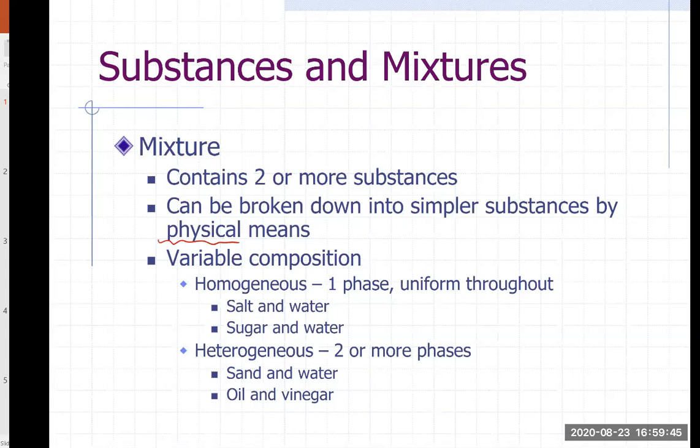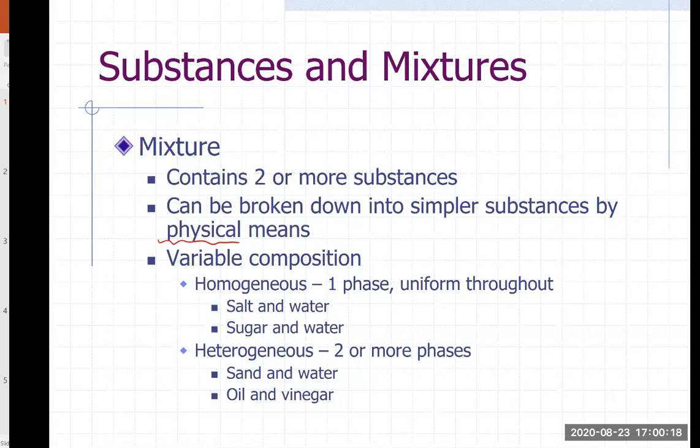Mixtures also have variable composition. In other words, if we mix sodium, for example, in water, we could mix 1 gram of sodium in 100 mLs of water. We could mix 2 grams of sodium in 500 mLs of water. We could mix 0.5 gram of sodium in 50 mLs of water. All of those solutions would still be a mixture of sodium and sodium chloride and water.